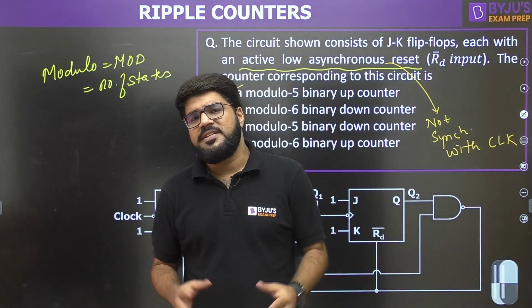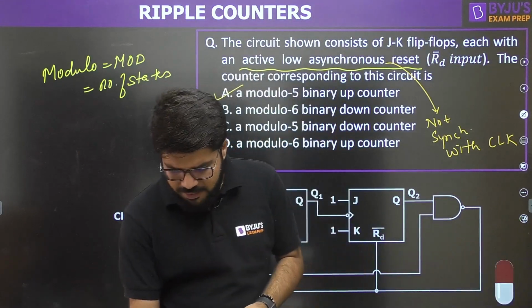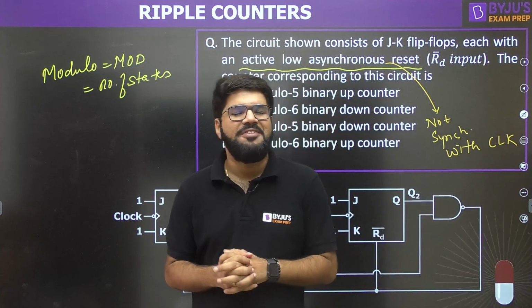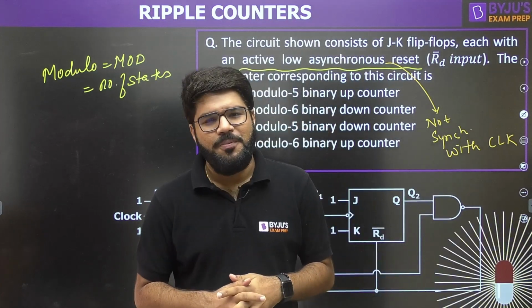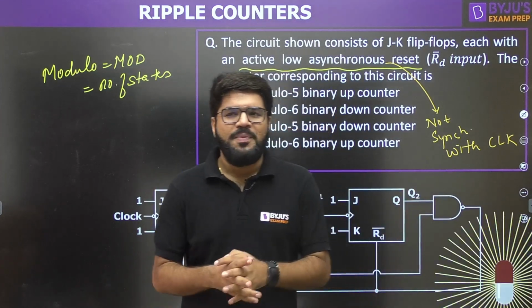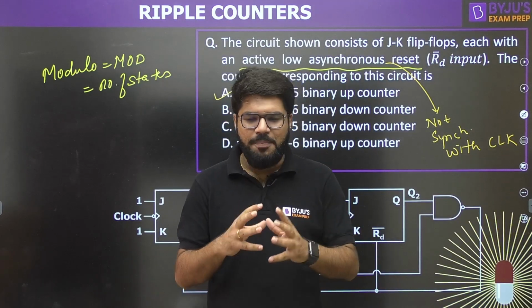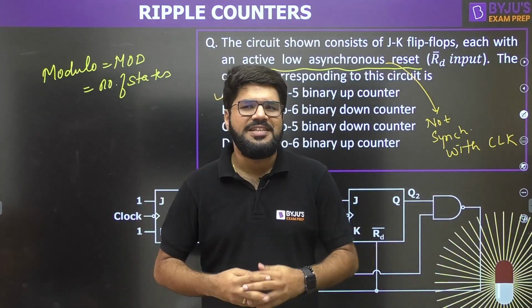So guys, I hope you have liked this concept. I tried to make it concise, but I think I have taken nearly 20-25 minutes. Now you can solve more problems. I've given you a brief idea of how ripple counter counting is done and what the functionality of the reset pin is.